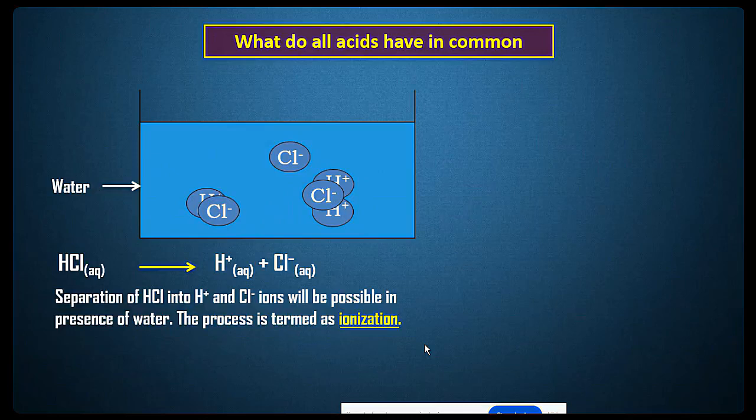Separation of H plus and Cl minus ions is possible only in the presence of water. This process is termed ionization. Okay, what is ionization? The process of separation of H plus ions and Cl minus ions in the presence of water is known as ionization. Okay, and we have different ionization energies, first ionization energy and second ionization energy. That is a different topic. And here, now, we obtained H plus ions. If you add them to water, then you will get H3O plus ions. Those are hydronium ions. What are hydronium ions? H3O plus ions are known as hydronium ions.